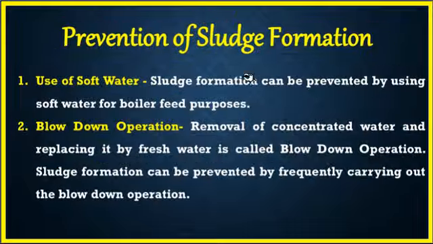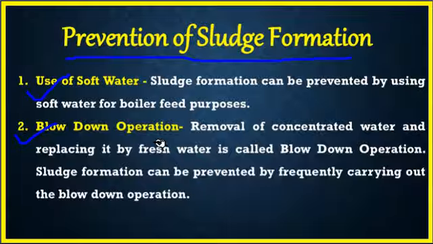Now the question comes to our mind: how can we prevent the sludge formation in the boiler? There are two ways by which we can prevent the sludge formation. First is the use of soft water. Second one is the blow down operation. Use of soft water. If we are using soft water that contains very little calcium and magnesium salts, we can prevent the sludge formation in the boiler feed water.